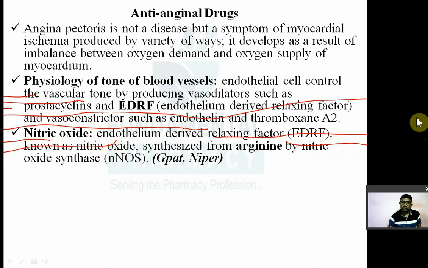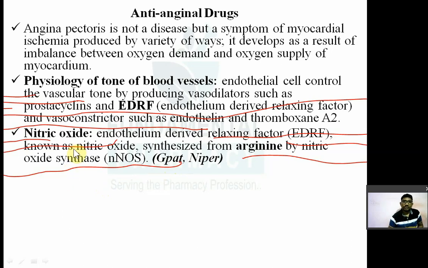Okay, so it is synthesized from one amino acid known as arginine. Arginine is used as a precursor for the synthesis of nitric oxide, and it is done by nitric oxide synthetase. That is one enzyme which synthesizes nitric oxide, known as nitric oxide synthetase. It will synthesize nitric oxide from arginine.